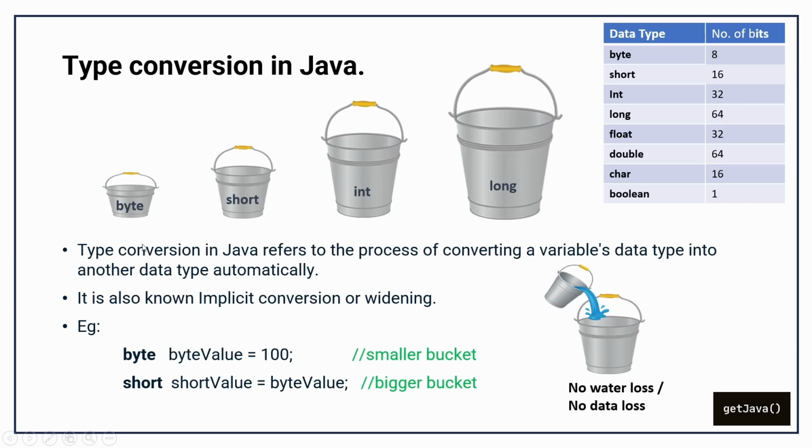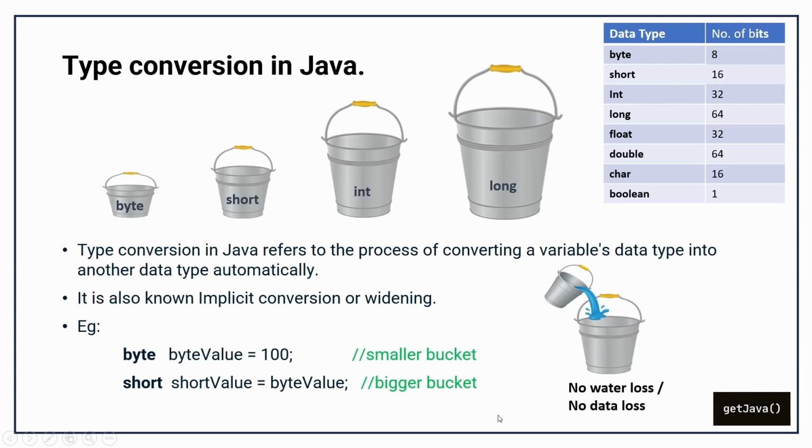Now let's take an example. Suppose we have a variable of byte type and it is storing 100. So byte we can consider as smaller bucket. Suppose I created another variable of short data type. Now this byte data type variable can be considered as smaller bucket and this short data type variable can be considered as bigger bucket because the capacity of byte is 8 bits and capacity of short is 16 bits.